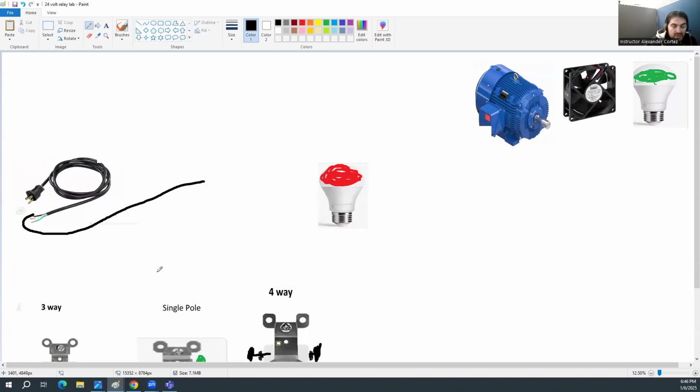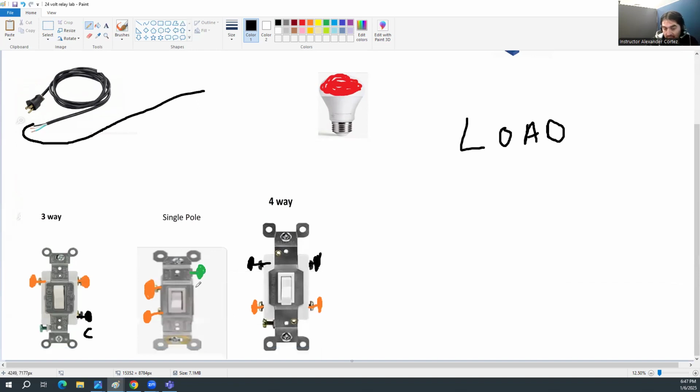The only two things that any load needs, and by load, L-O-A-D, I mean anything that uses electricity, is a hot and a neutral to operate. It doesn't necessarily need the ground to operate. It's just not operating safely.